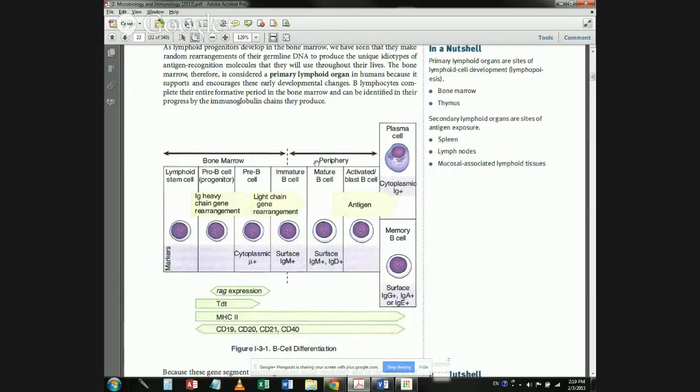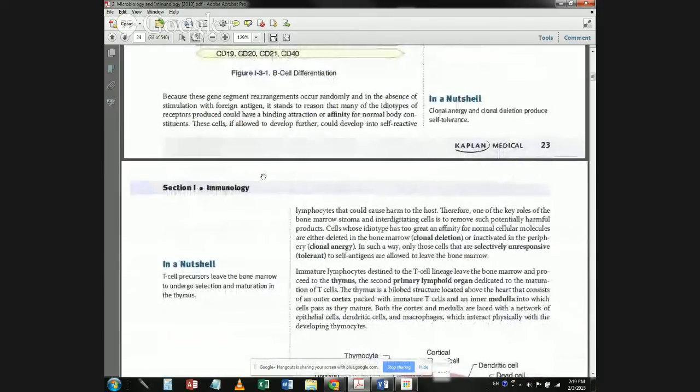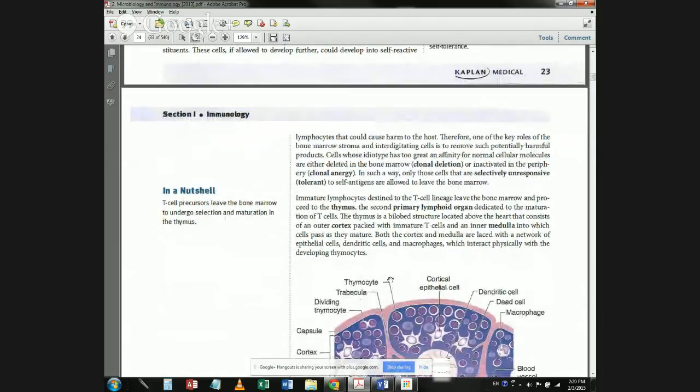Secondary lymphoid organs would be things like the spleen, lymph nodes, and mucosal-associated lymphoid tissues. In a nutshell, remember clonal anergy and clonal deletion produce self-tolerance. Clonal deletion is when it happens in the bone marrow, and clonal anergy is when it happens in the periphery. And T cell precursors leave the bone marrow to undergo selection and maturation in the thymus.